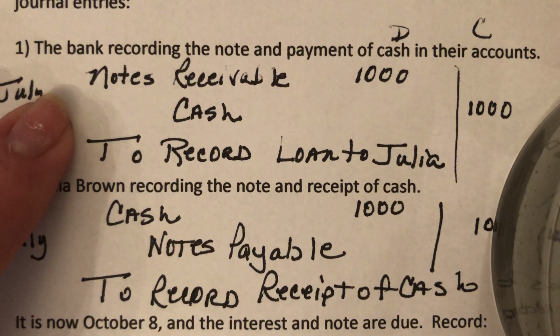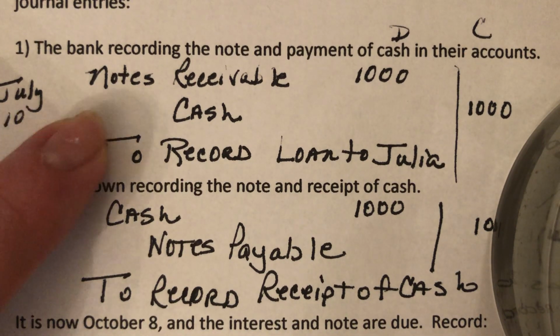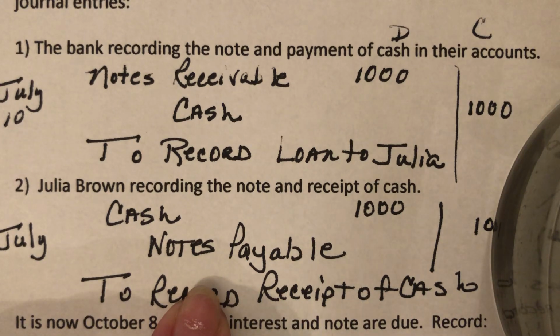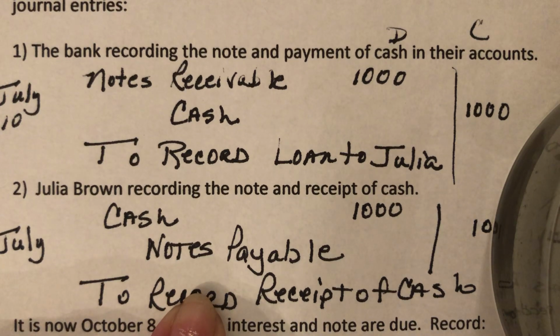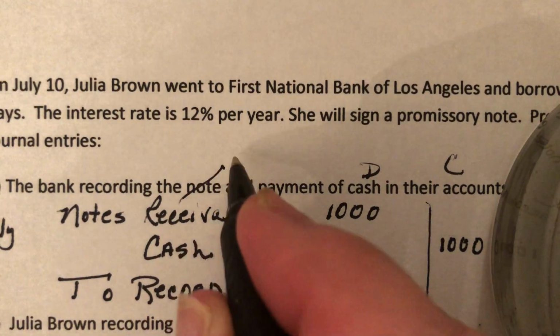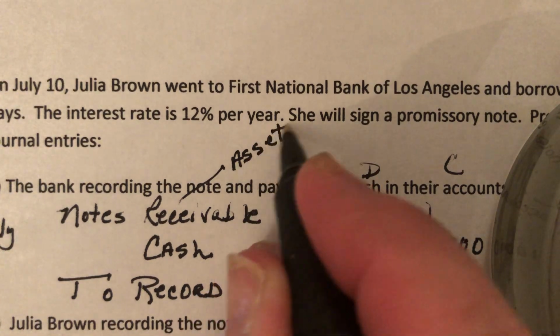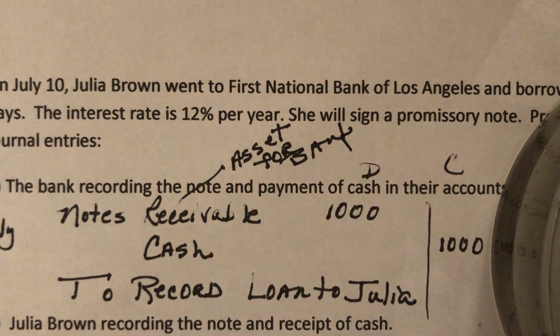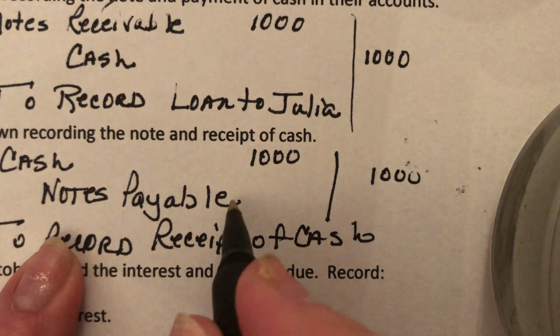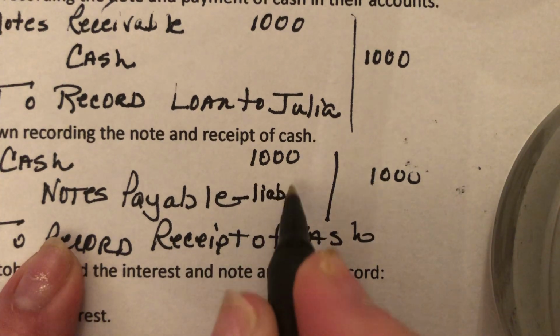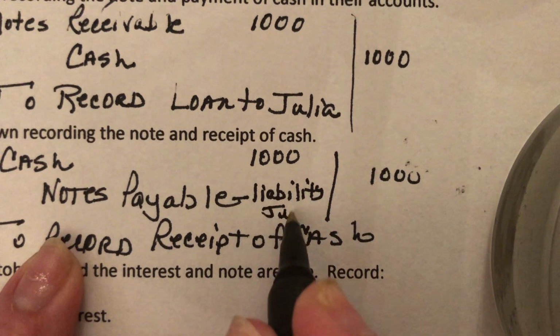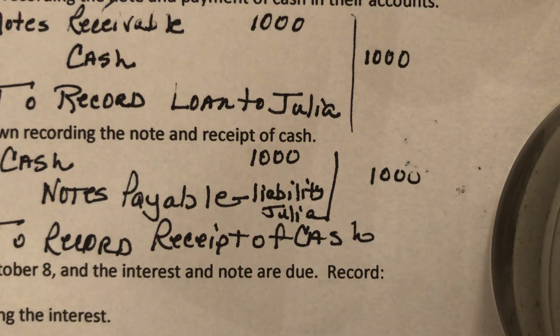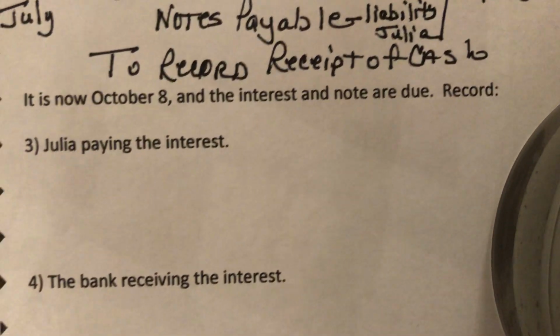Notice the bank records a receivable, which is an asset, and it's called a notes receivable. Julia records a liability, and it's a notes payable. Okay, so asset for the bank, and this is a liability for Julia. Okay. All right, now 90 days goes by, and Julia has to repay the loan with interest.